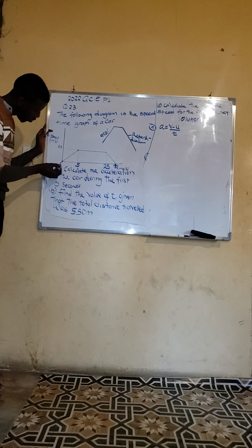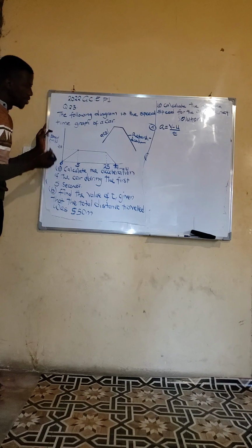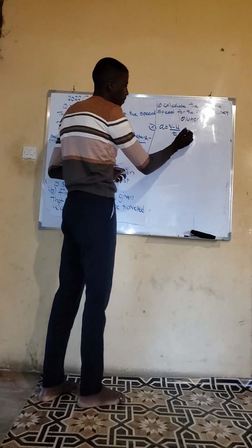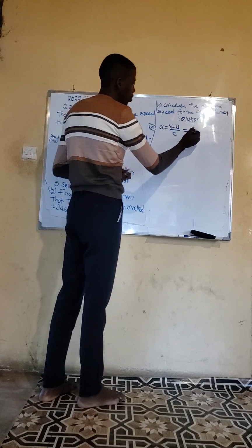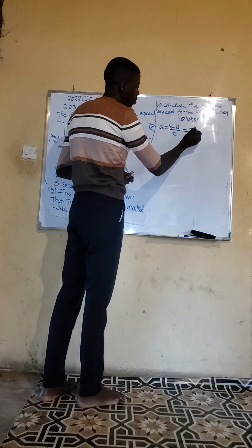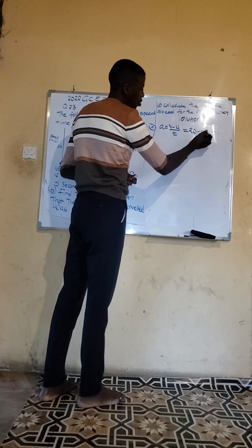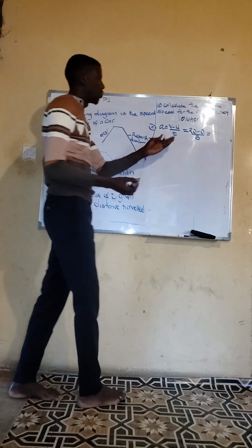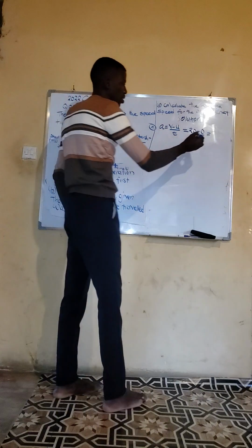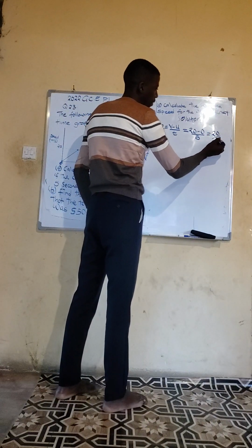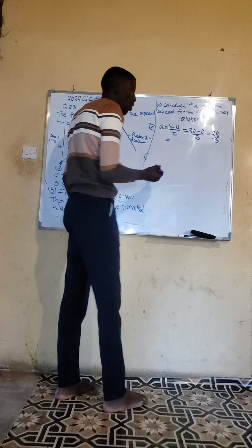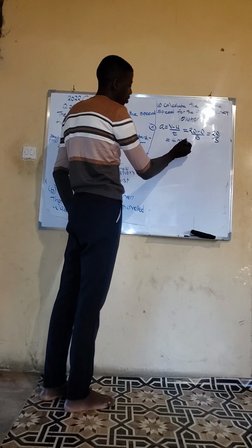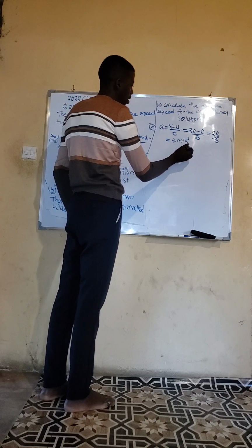So at this point, what is the value? Of course, here this is 0, and then at that point the velocity is 20. So our final is 20 minus our initial, which is 0, over time, which is 5. So 20 minus 0, that is 20 over 5. 5 into 20, that is 4 meters per second squared.